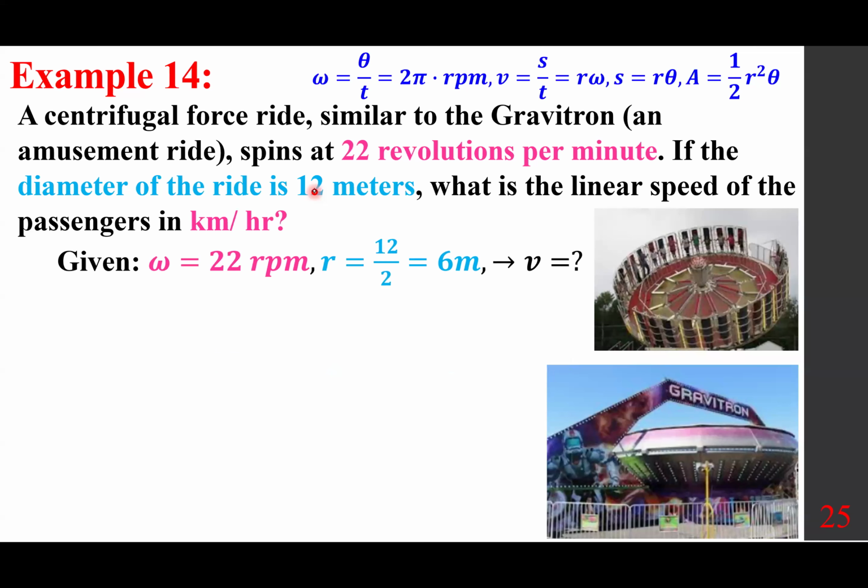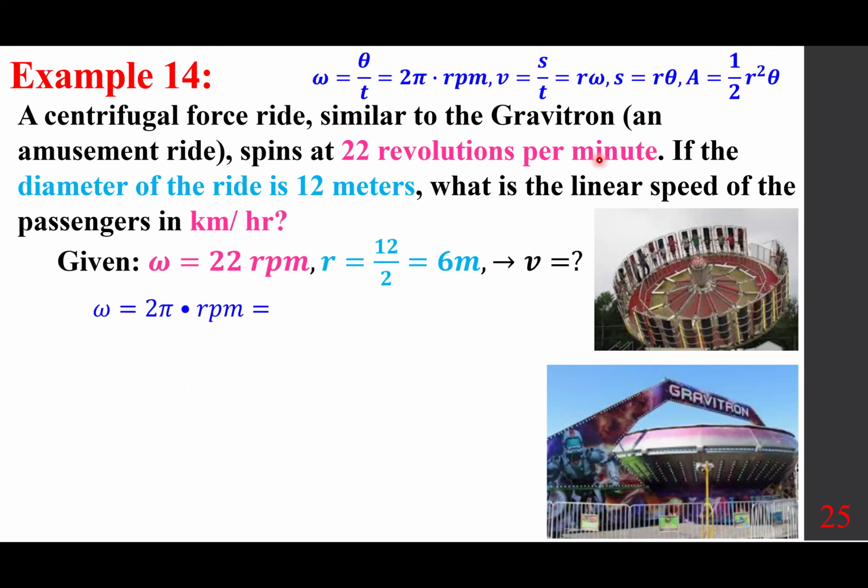V is missing. So this is the RPM, 22. We divide the diameter by 2 to get the radius, because diameter is 2 times the radius. And we are interested in finding the V. In order to find the V, which is R omega, we need to find the omega in radians. Remember, omega given is in RPM, so you have to multiply it by 2 pi. So 2 pi times RPM gives us radians per unit of time. The unit of time is minutes.